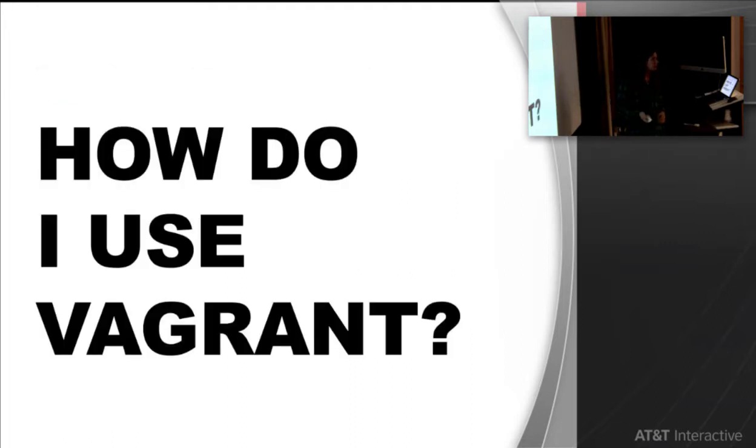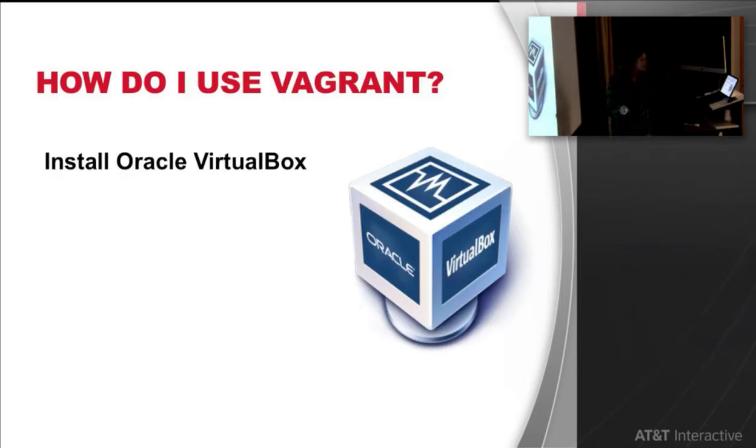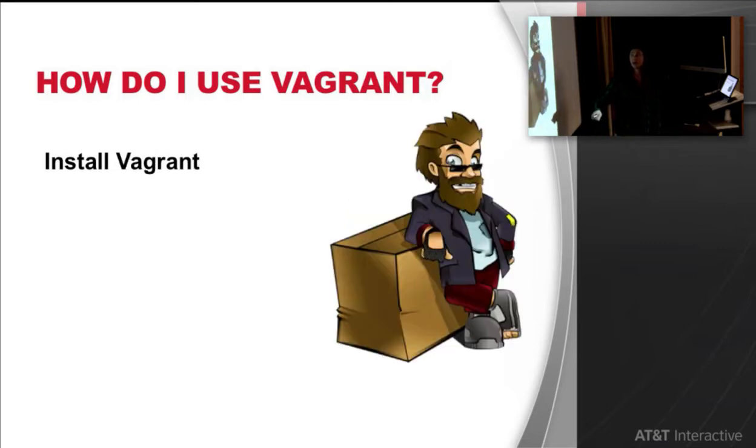How do I use Vagrant? It's pretty straightforward. I'm going to walk you through on the slides. I'm going to go pretty much in depth on everything you need to know because it's that easy. First of all, you install Oracle VirtualBox. There's a link at the end of the slide. Go grab it, install it, you're done. Install Vagrant. Same thing, link at the end of the slide, grab it, install it, you're done.